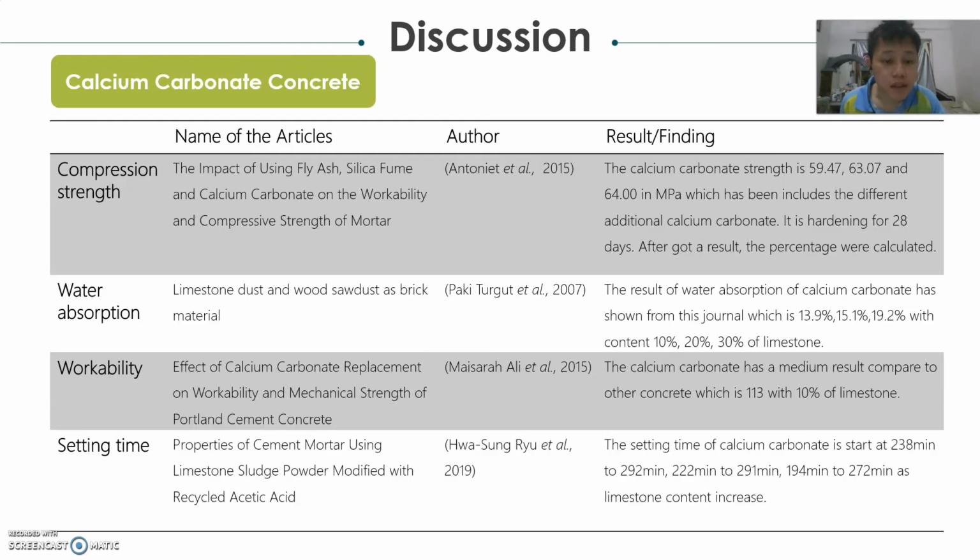Next is our calcium carbonate concrete. Its compression strength is 59.47, 63.07, and 64 MPa. Water absorption is 30.9%, 50.1%, and 90.2%. The workability is 113 mm in the slump test. The setting time is slightly increased with additions of limestone increase. We use these articles with similarity 10% to 30% of limestone. And these articles were found from Google Scholar.